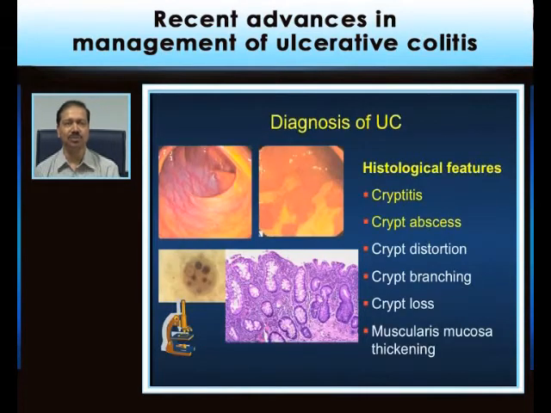At this stage, I want to highlight that on histology for ulcerative colitis, one can get cryptitis, crypt abscess, crypt distortion, crypt branching, crypt loss, muscularis mucosa thickening. However, cryptitis and crypt abscess are non-specific findings. They can occur in infective colitis as well, whereas crypt distortion, branching and crypt loss and muscularis mucosa thickening are suggestive of chronic changes, and they are more likely to be associated with ulcerative colitis.